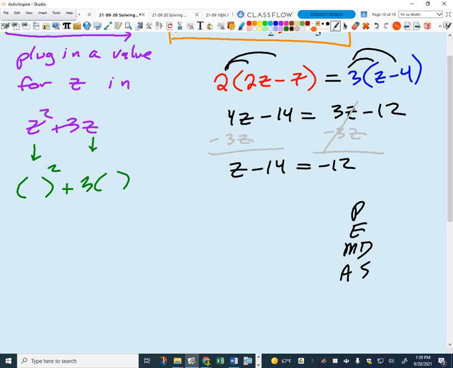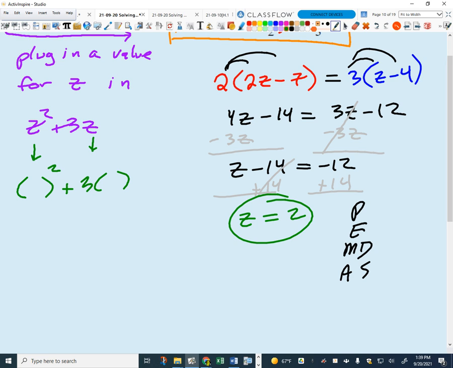Last step. Add 14. Good. Okay, and we end up with the result. z equals negative 12 plus 14, which is 2. Right? So now we can go back to part A and we know the value to plug in.